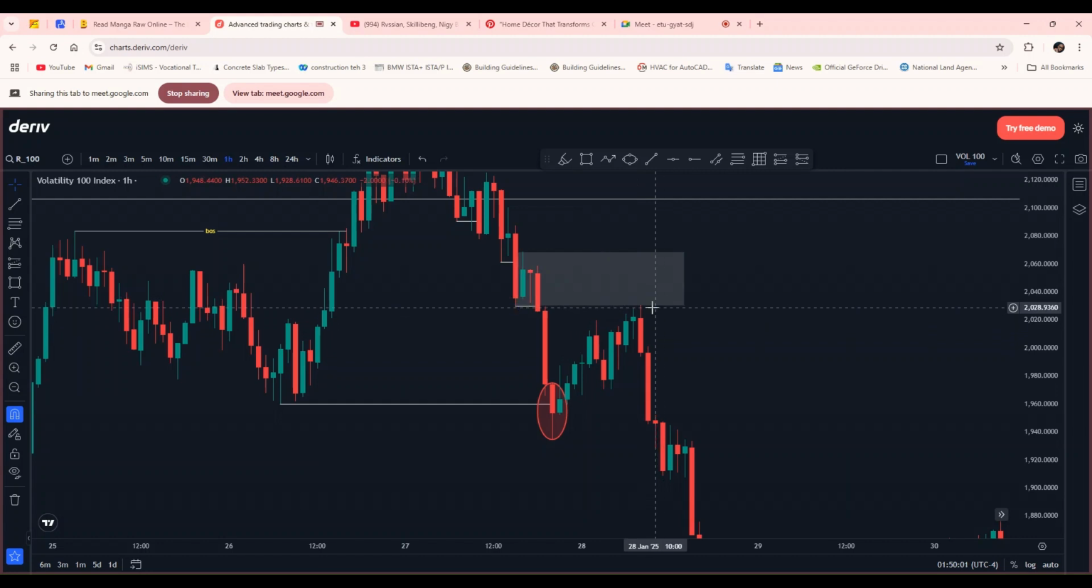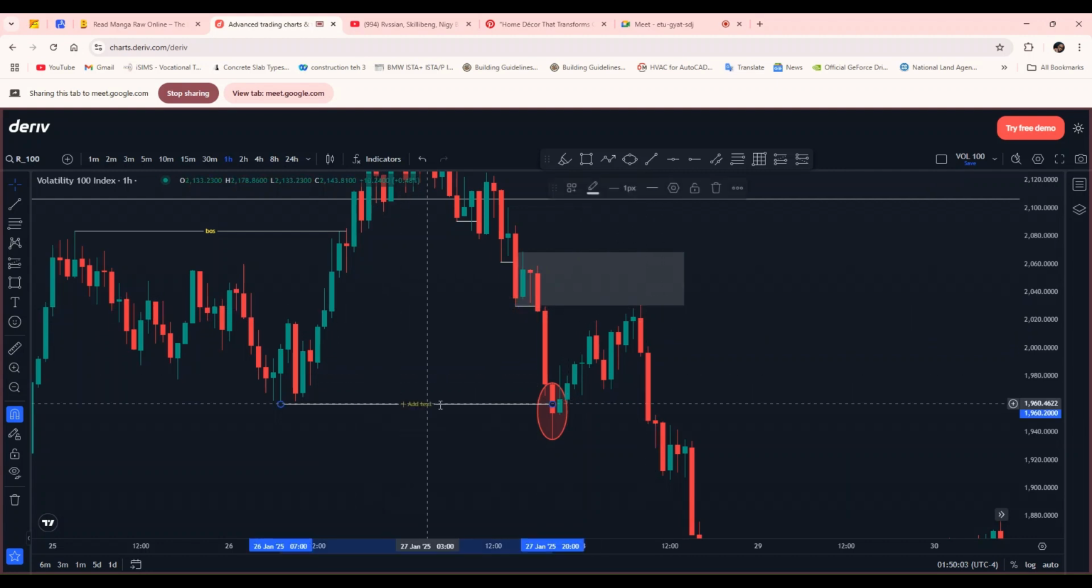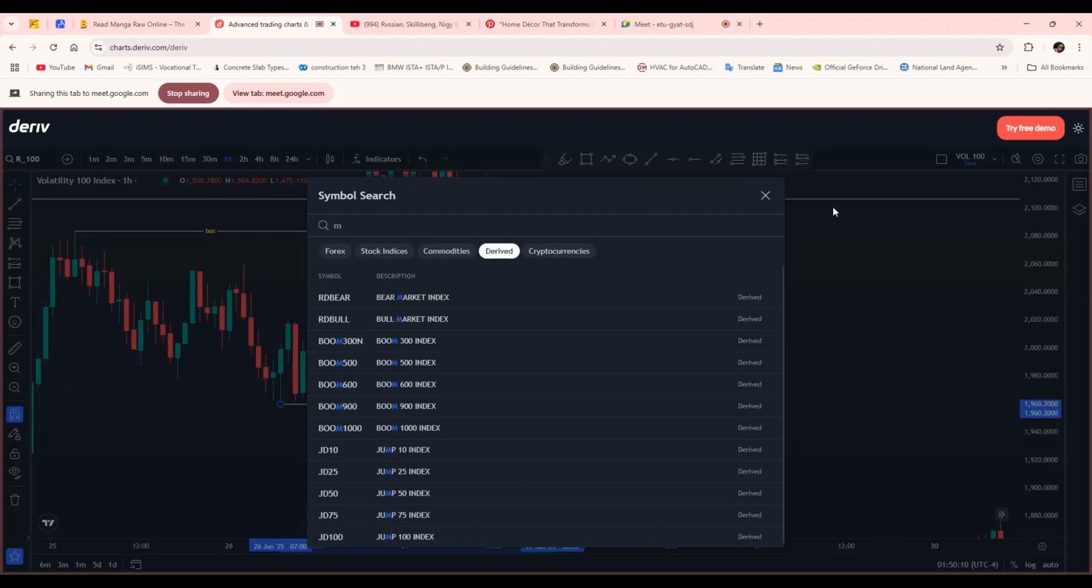So the market gave us a market structure shift from the, so this is the last breakup structure. We get a market structure shift here.